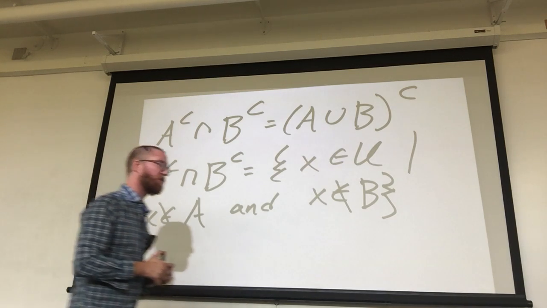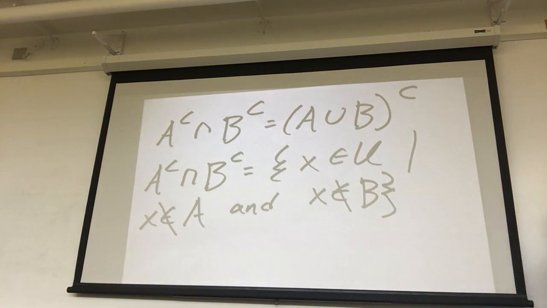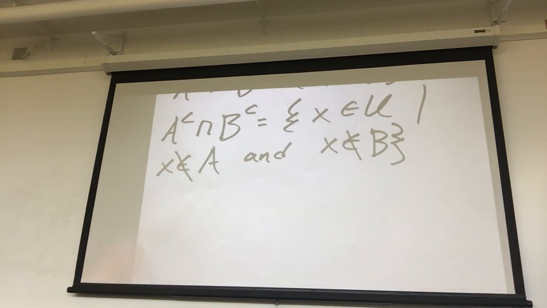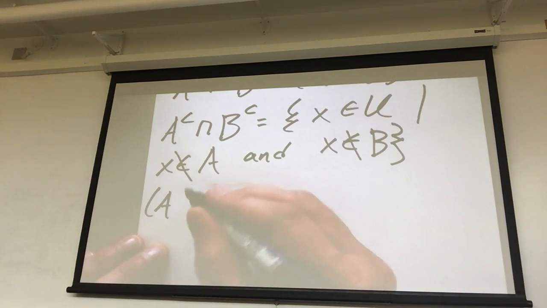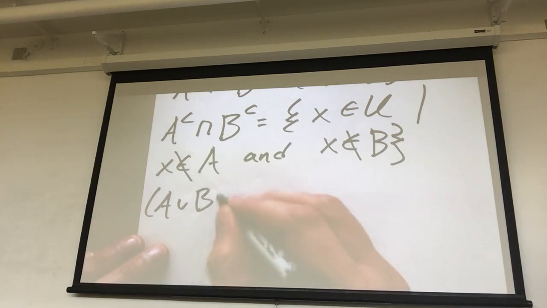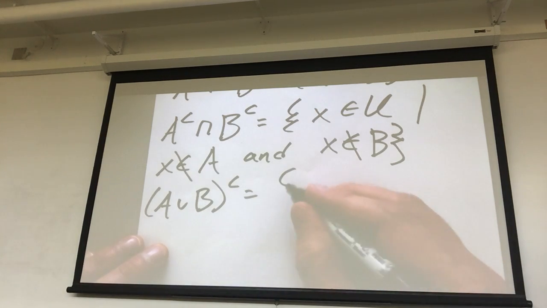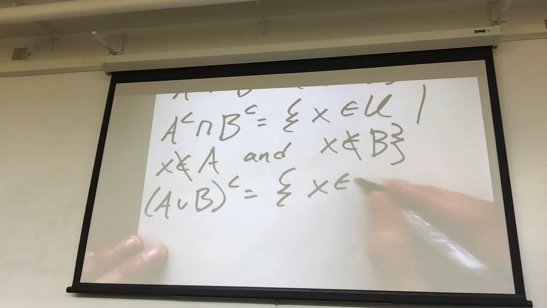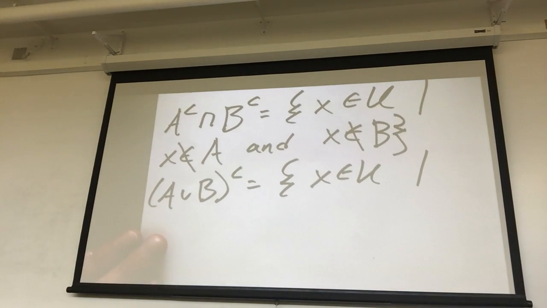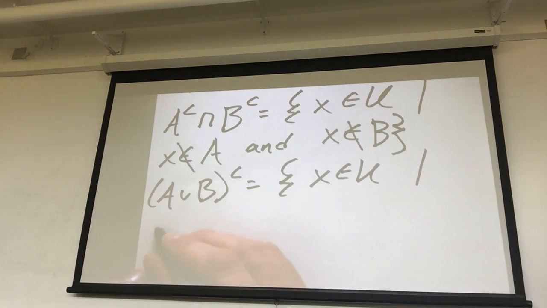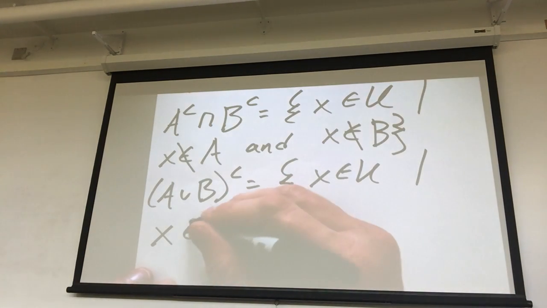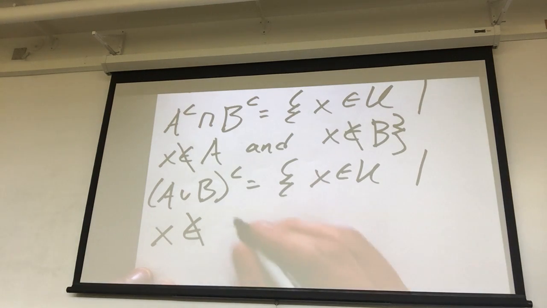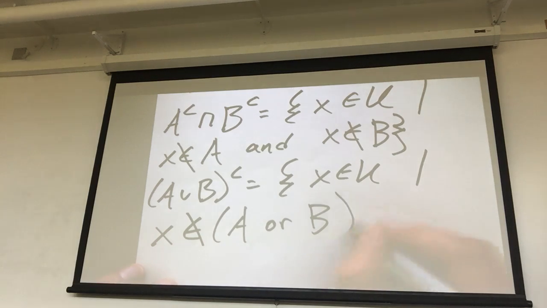Okay. Now, what would the other statement mean? We have the complement of A and the complement of B, but this is equal to that other statement, A union B's complement, which would mean X within U, such that X is not in A or B.